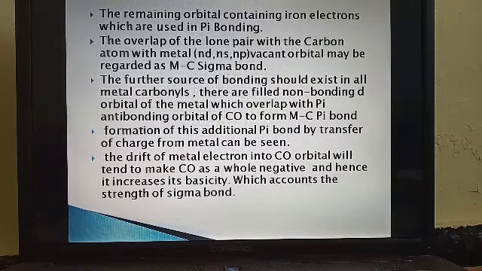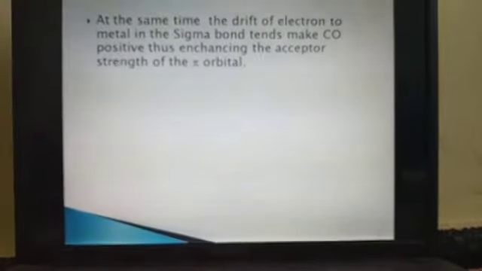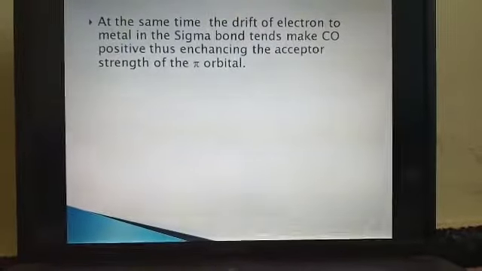Then the drift of metal electrons into the carbonyl orbital will tend to make CO as a whole negative, and hence it increases its basicity, which accounts for the strength of the sigma bond. Then the two bonds will become stable. One is the sigma bond formed by the movement of electrons from ligand to metal ion. Simultaneously, the electrons present in the d orbital, which are not used in the bonding, will move to the CO antibonding molecular orbital, then form the pi bond. At the same time, the donation of electrons to the metal in the sigma bond tends to make CO positive, thus enhancing the acceptor strength of the pi bond.